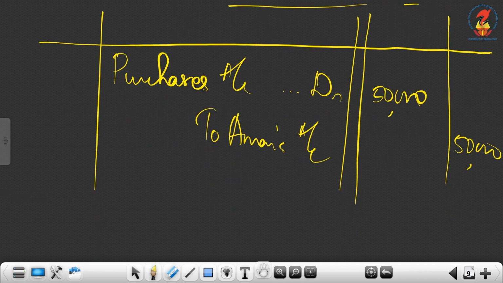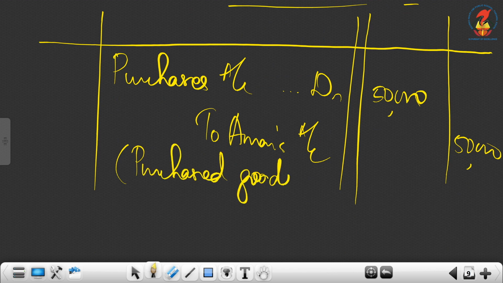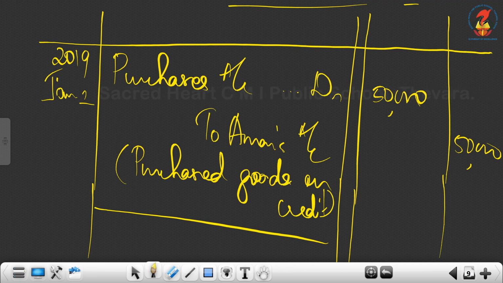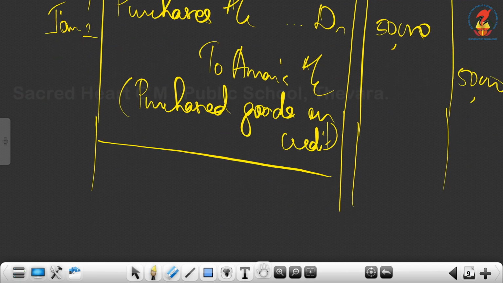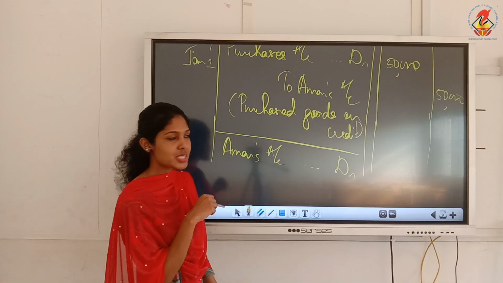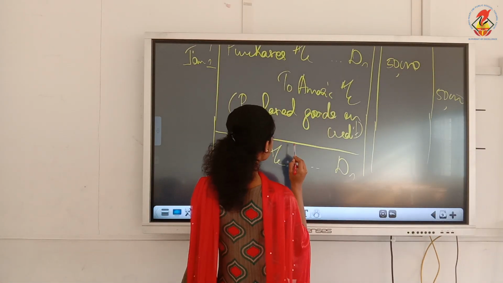Write the narration as purchased goods on credit. This is 2019 Jan 1st. Then next is we are not paying Amar in cash. Instead of that, Amar will be given a bill. So it will be Amar or Aman. Amar, the name is Amar. So it will be Amar's account.